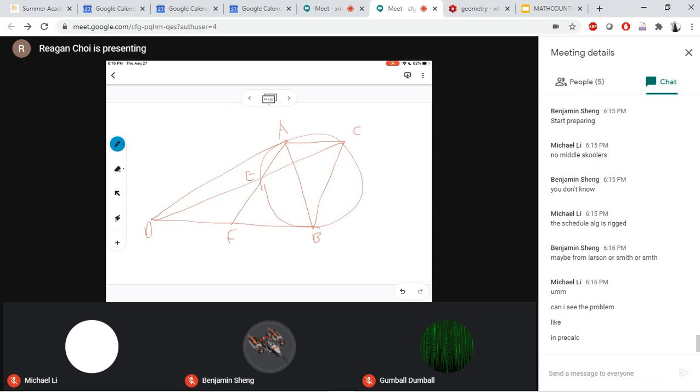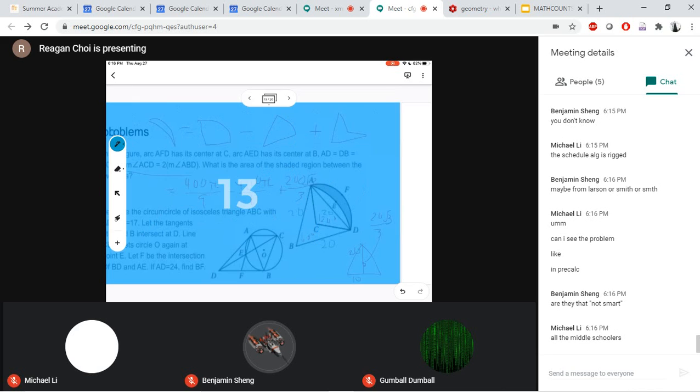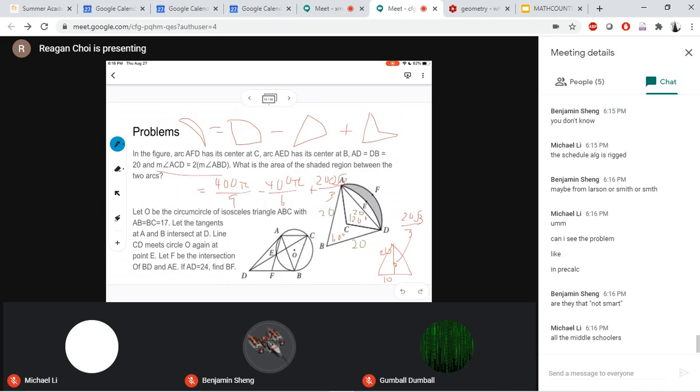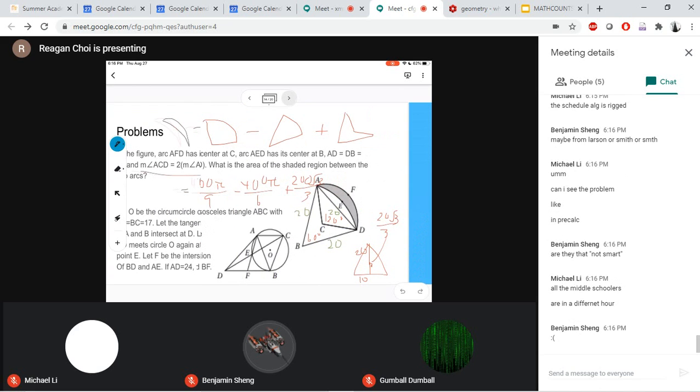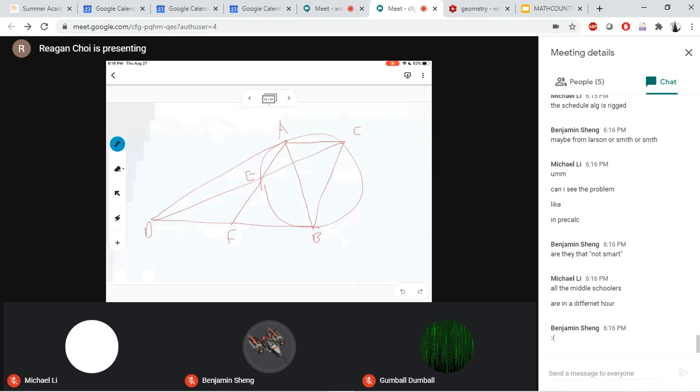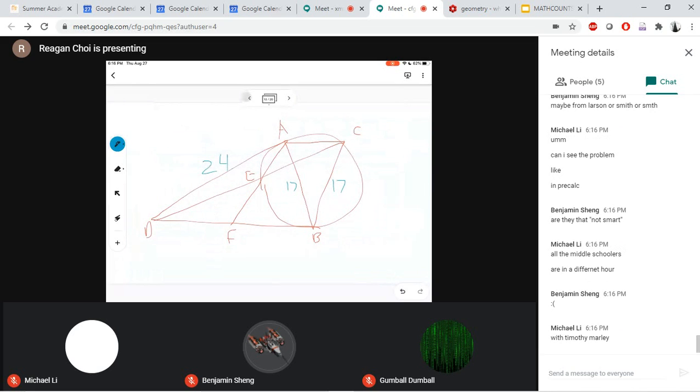Can I see the problem? Oh yeah, I should probably write out all the information. AD is 24, 17, 17. 24, 17, and 17. And the question asks, find BF. I want to find this length.